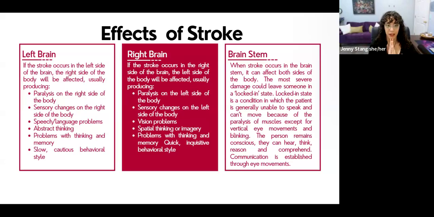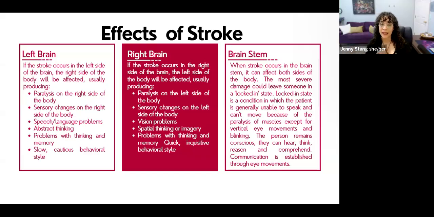So on the left side of the brain, the right side of the body will usually be affected, experiencing paralysis on the right side of the body, sensory changes, and speech and language problems. It can affect your abstract thinking, cause problems with thinking and memory, and a slow, cautious behavioral style. Okay, so this is if you have a left side of the brain stroke, this is going to impact the right side of your body.